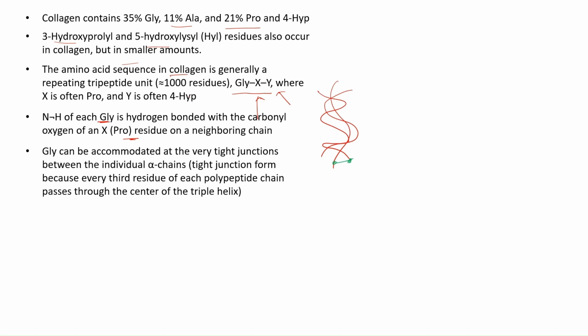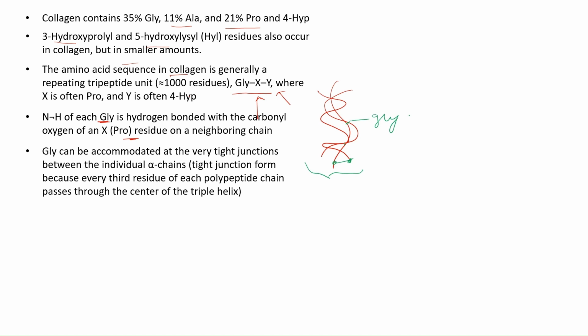The thing is, as because 3 polypeptides are super twisted, that means between these polypeptides very small gap is there. In that gap only glycine can fit because glycine is the smallest amino acid. Its R group is H only. So the side chain of glycine allows it to fit in this tight packing.